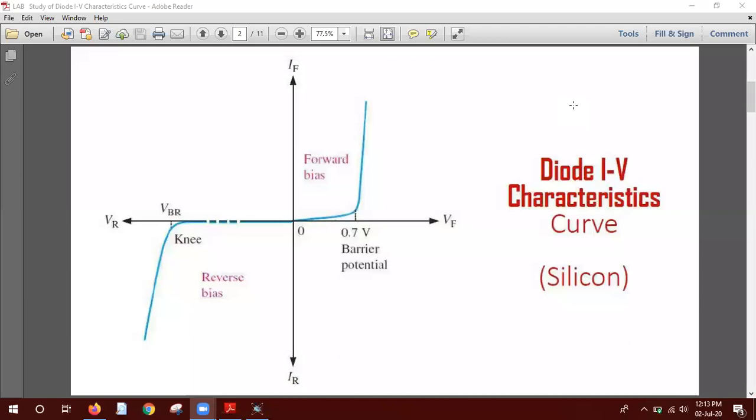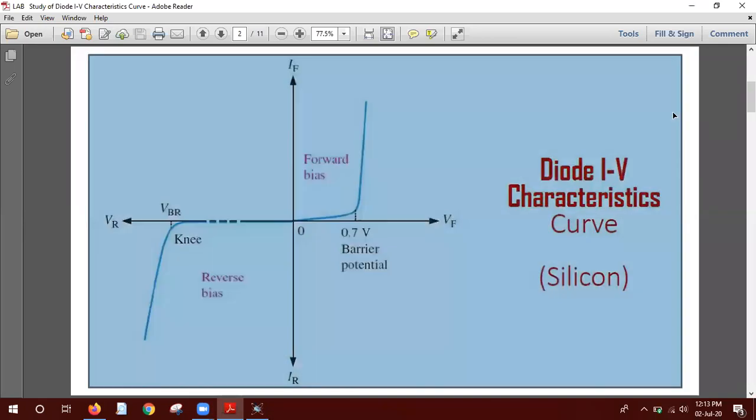0.3 for germanium. Sir, is there any specified value for gallium arsenide? There is definitely a specific value, probably between 0.3 and 0.7, but I don't have in my mind right now what the exact value is. If you search, you will get it. It is already available, but I don't have the exact information right now. Okay, sir. Thank you so much.